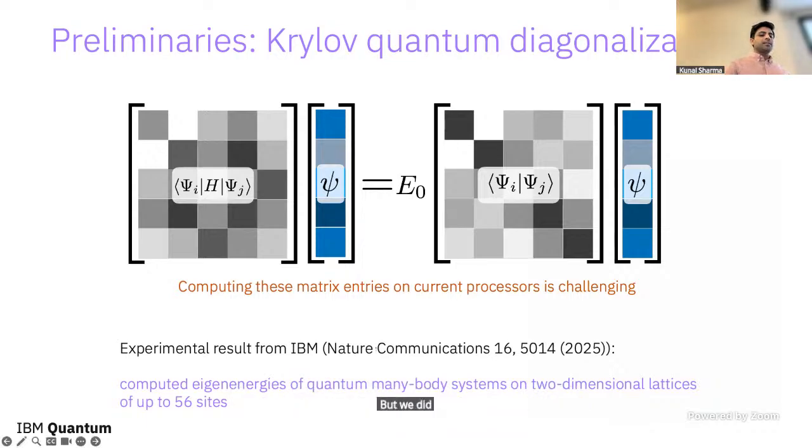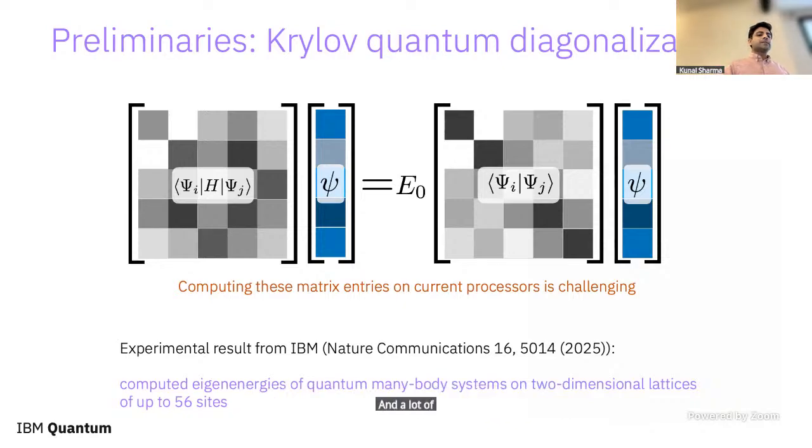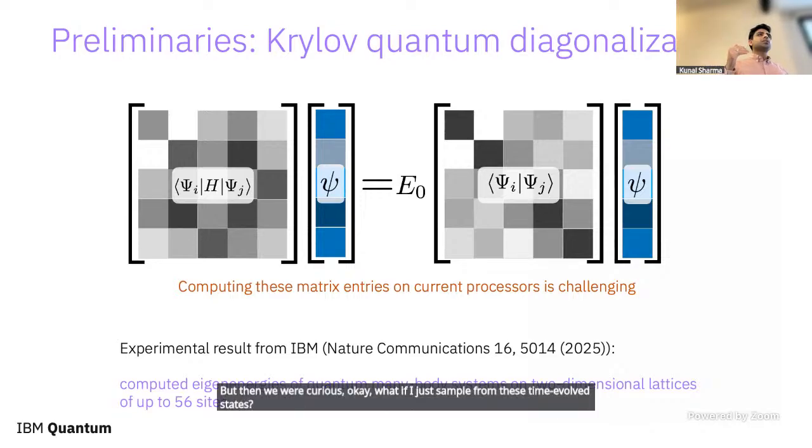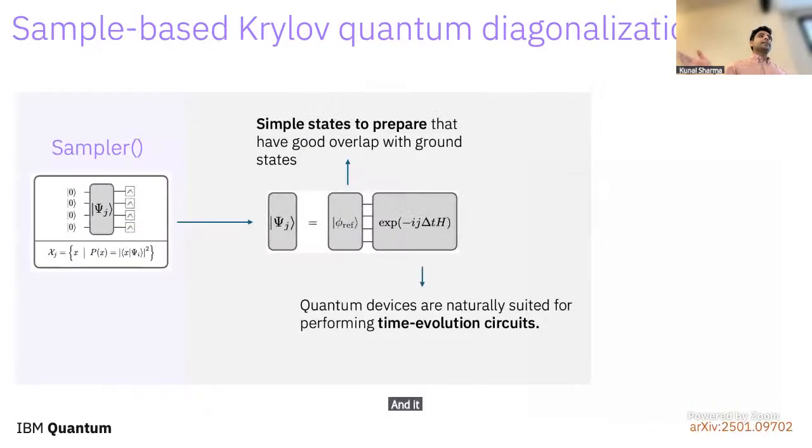But we did try it, which was published in Nature Communications. We tried the Heisenberg model on a 2D lattice up to 56 sites. But that's where we felt like, okay, this approach cannot scale because it requires this estimation of matrix elements and a lot of mitigation. But then we were curious, what if I just sample from these time evolved states? Could I now prove that sampling from them, getting bit strings from them, and then finally diagonalizing on an HPC could take me to the right answer? And it turns out that yes, I think that would be sufficient under some assumptions that I'm going to lay out now.